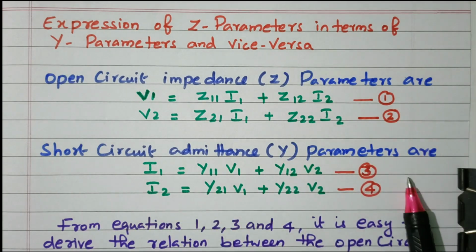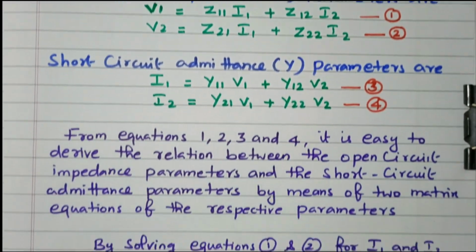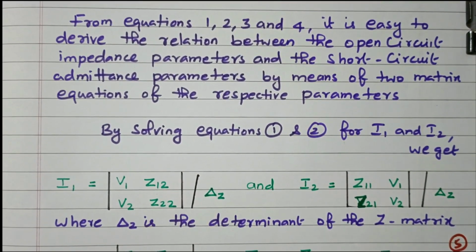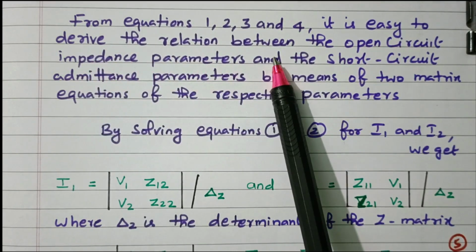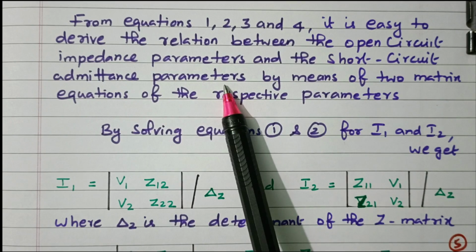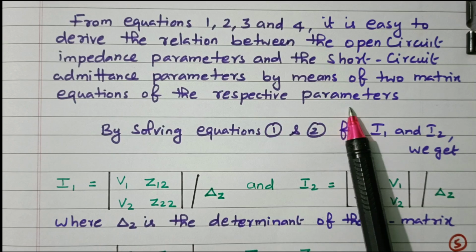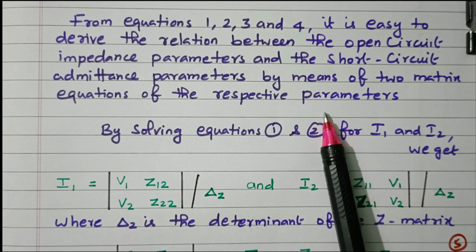So we have four equations. Now we'll see how to express Z parameters in terms of Y parameters and Y parameters in terms of Z parameters. Now we'll see the procedure. From equations 1, 2, 3 and 4, it is easy to derive the relation between open circuit impedance parameters and short circuit admittance parameters by means of the two matrix equations of the respective parameters. So from the matrix we can easily express.